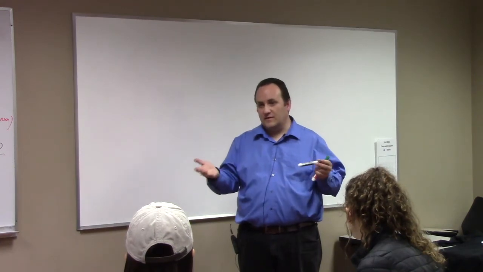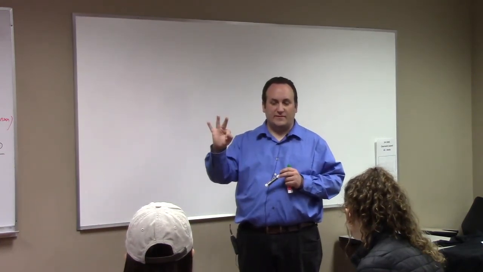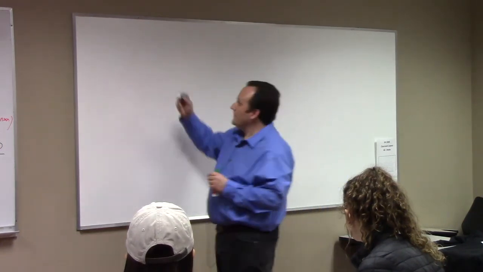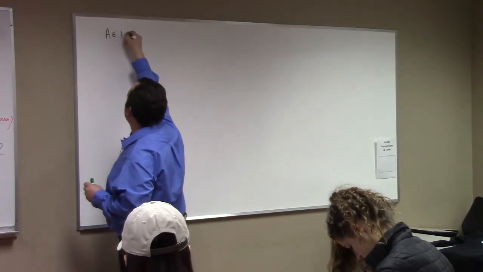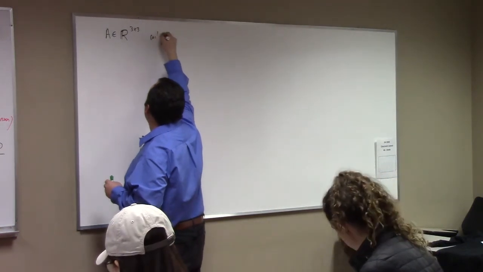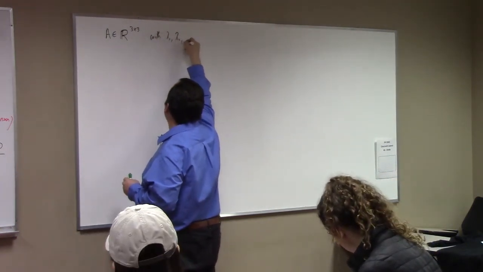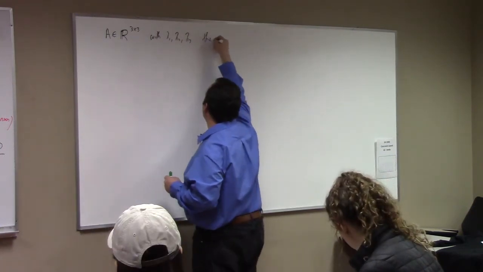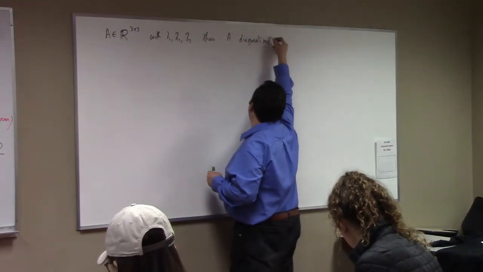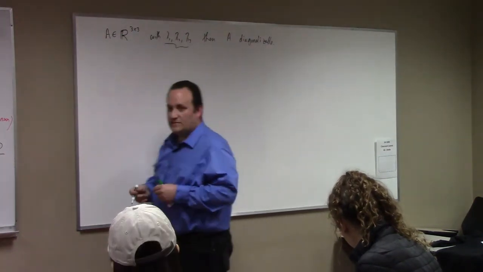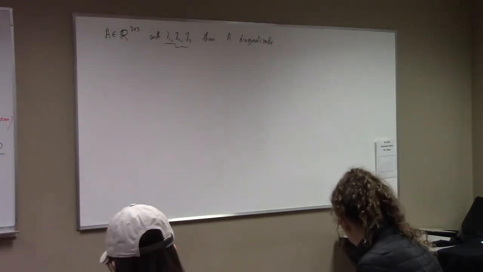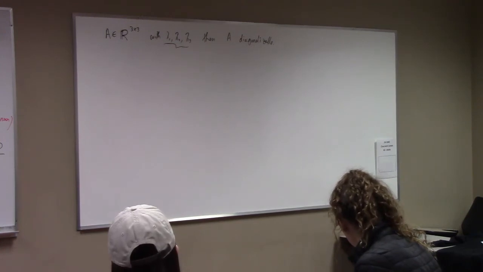So given this, can you guys tell me, if I have a 3 by 3 matrix, what condition can you give me that would force diagonalizability of the matrix? Suppose A is, I'll keep it real, a 3 by 3 real matrix with lambda 1, lambda 2, lambda 3, then A is diagonalizable. What condition do I need on these to make that happen? Distinct, right. So if we have an n by n matrix with n distinct eigenvalues, it's diagonalizable.